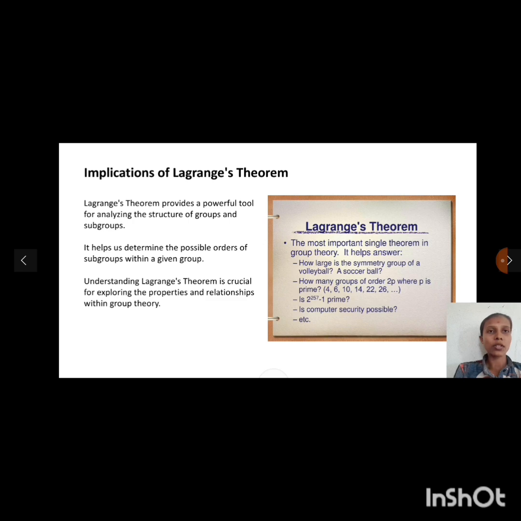Implication of Lagrange's theorem. Lagrange's theorem provides a powerful tool for analyzing the structure of groups and subgroups. It helps us determine the possible orders of subgroups within a given group. Understanding Lagrange's theorem is crucial for exploring the properties and relationships within group theory.